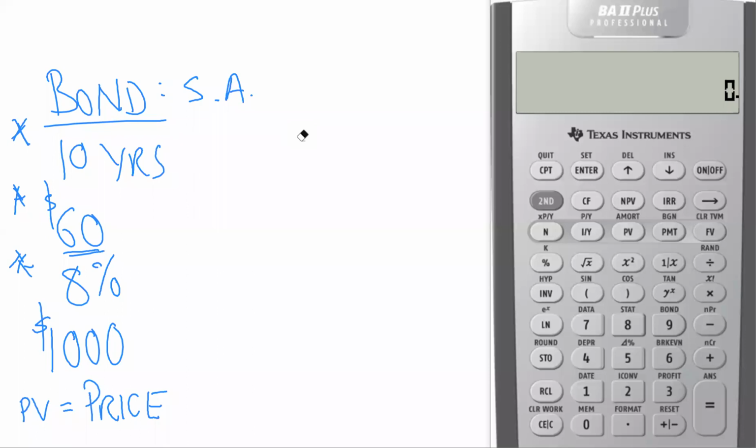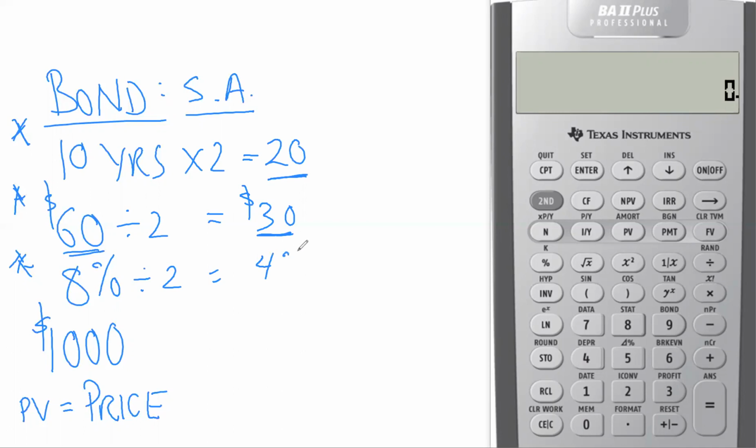So the adjustments that I would make would be, because this is semi-annual, well, we have 2 payments per year, so there's going to be 20 payments. This is going to be our value for N. The coupon of $60, that's annual. Let's divide this by 2. So we will have a $30 coupon per period. And the discounting rate, this is an annual rate. Let's divide this by 2. So we will have a 4% semi-annual discounting rate. And the future value, well, that will stay at 1,000.